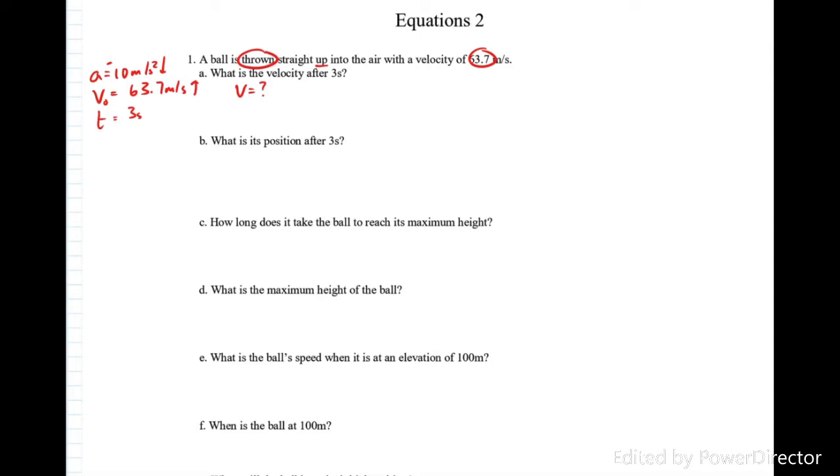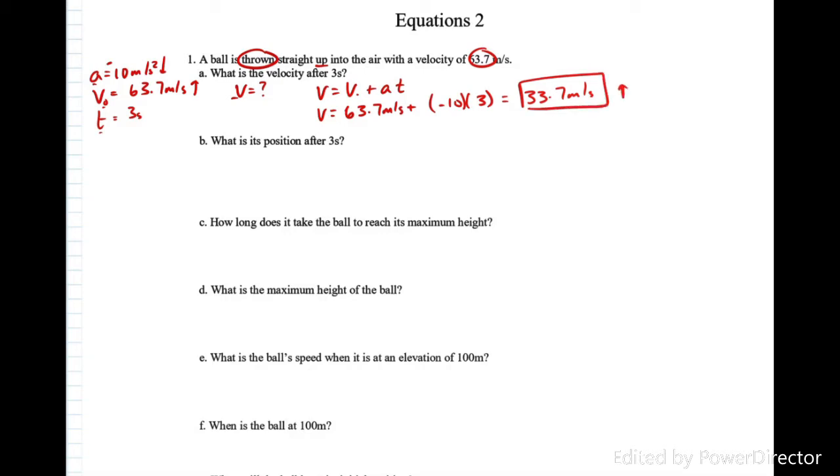velocity. Well, that's just going to be velocity, time, velocity, and acceleration. Velocity is equal to the initial velocity plus acceleration times time. So that final velocity is going to be 63.7 meters per second plus negative 10 times 3, because negative 10 is the acceleration. So that gives me positive 33.7 meters per second as my final velocity. Means it's going to be up.